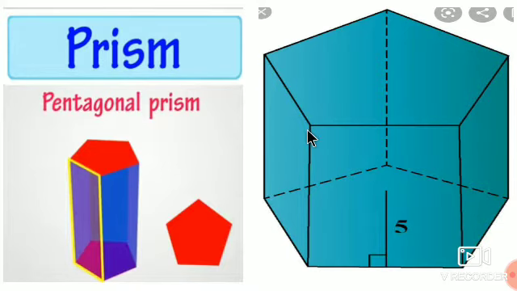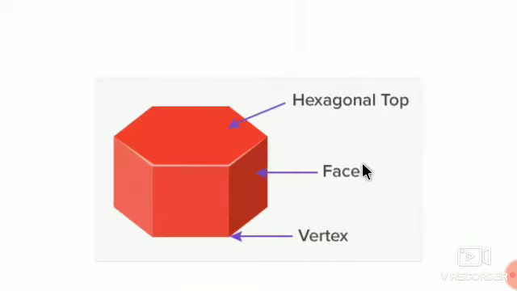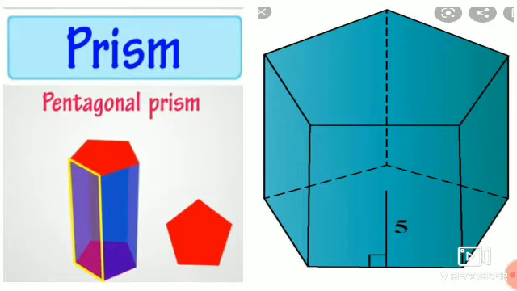Understood it? So this is the pentagonal prism. This is the top and this is the base part. So these two are of pentagonal shape which are identical, and these are the standing faces which are rectangular. This is the hexagonal prism which has the top face of hexagonal shape, bottom face also hexagonal shape, and these are the standing faces which are rectangular in shape. Understood it? It may come now.